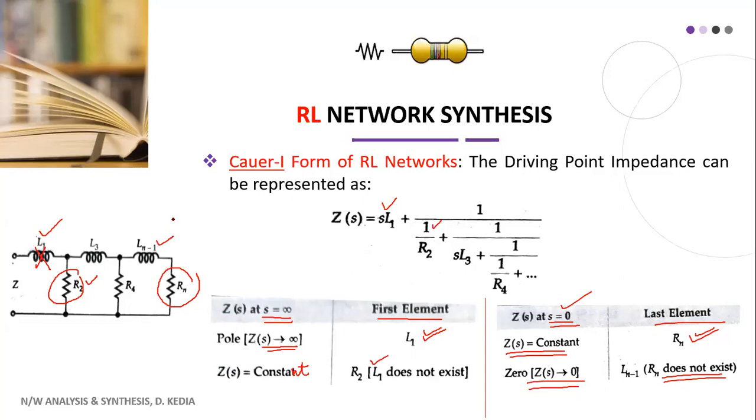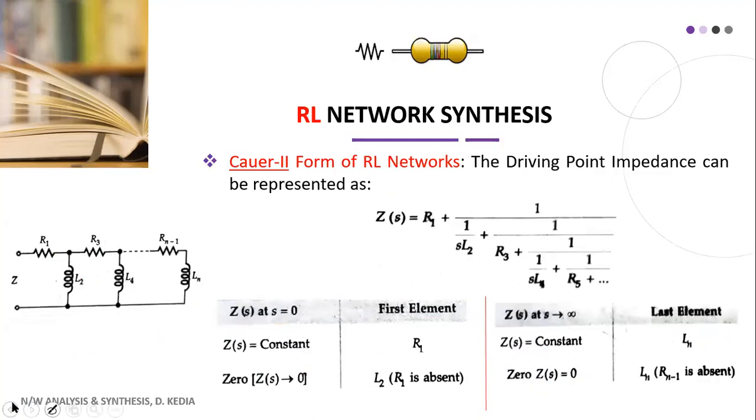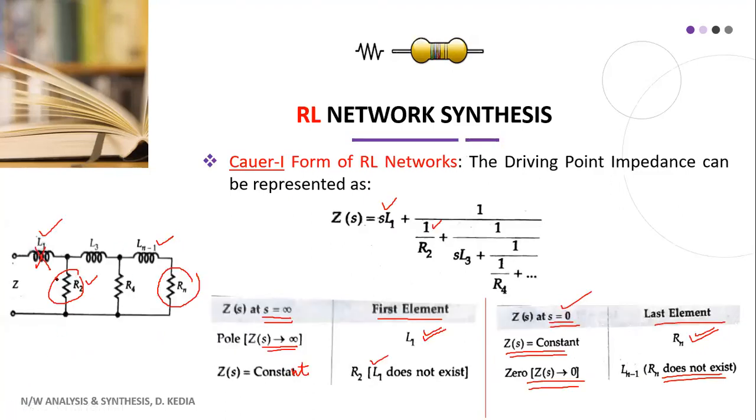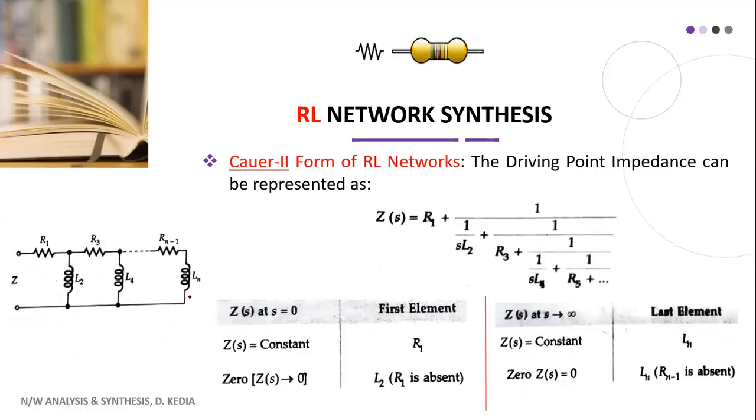Fine. Then let us move to cover 2 form of RL network. So see, in cover 1 form of RL, we had LR, LR, LR. In cover 2, we have RL, RL, RL. So this is a simple technique to memorize and identify these representations of the network. So this is again continued fraction representation for driving point impedance. All that is required is we have to identify the first element and the last element. Here, the first element is resistance.